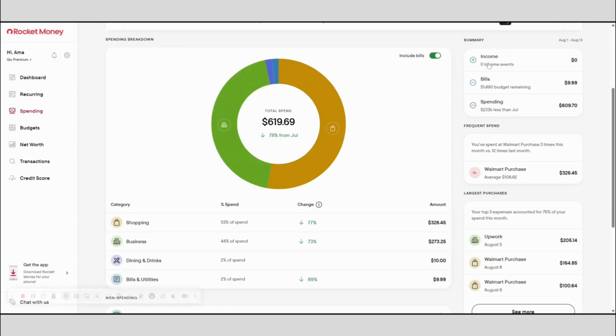On the right hand side here is a summary of all of your spending. So if you see here, August 1st to August 13th, this is how your spending is tracking. For some reason, it's counting income as a spending. That's interesting. So you have bills and then you have the rest of your spending. So on here, you have your bills and your spending kind of separately.